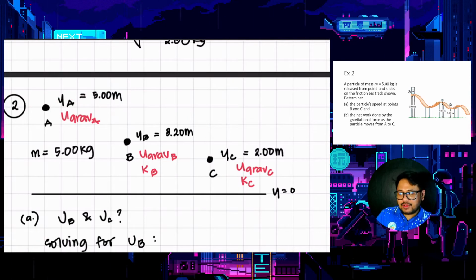And as we are just asked about the work done, or the net work done, by gravity. So, work done by gravity is just equal to, we have two ways. We could have it as the change in kinetic energy from A to C. We could also have that as the negative change in gravitational potential energy. Either way, our answer will always be the same.